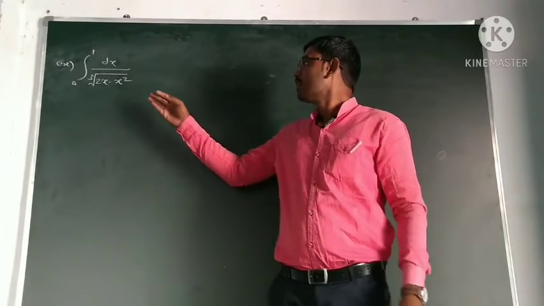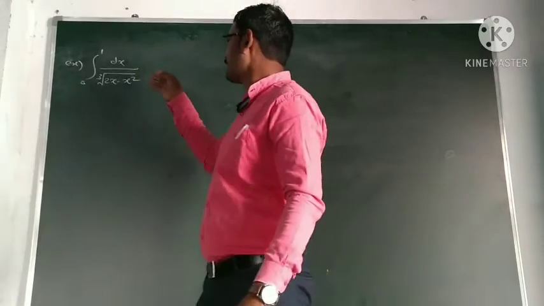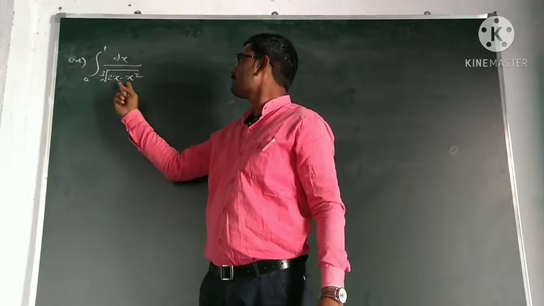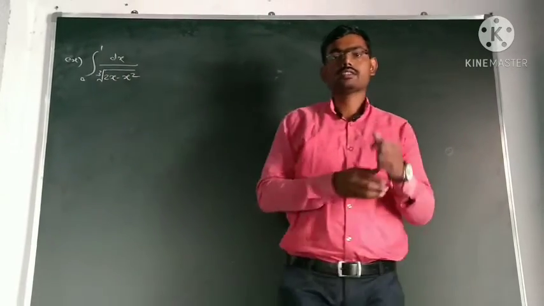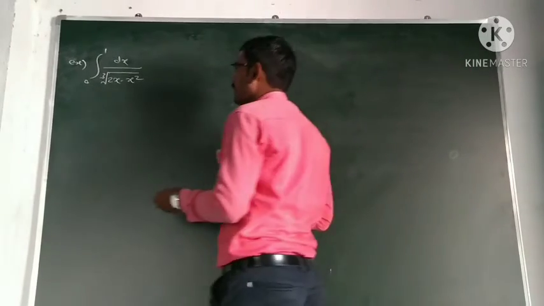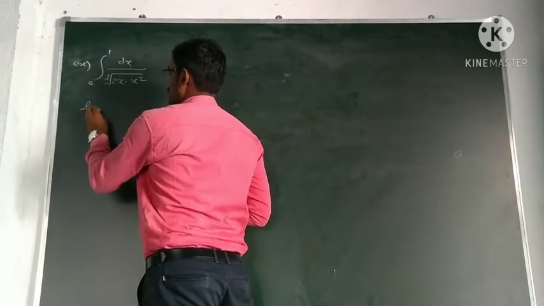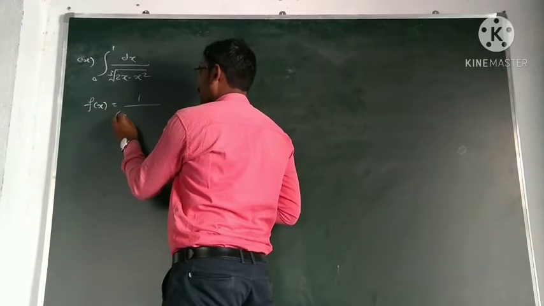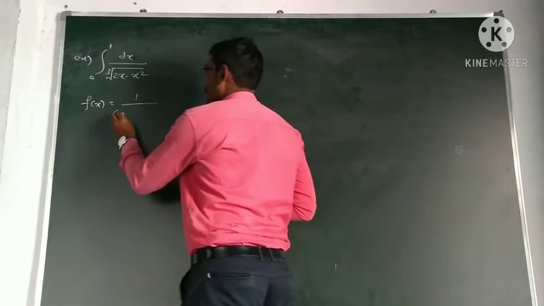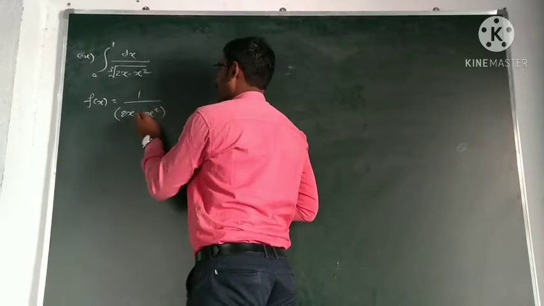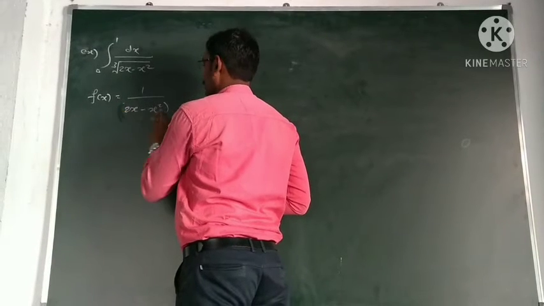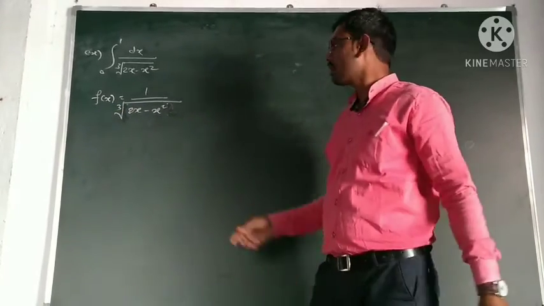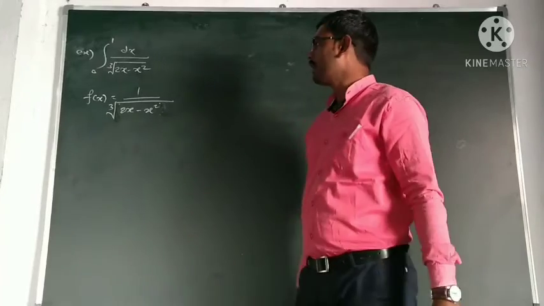The next example is to check the convergence of the integral from 0 to 1 of 1 upon the cube root of twice x minus x square with respect to x. So here our integrand is f of x equal to 1 upon the cube root, meaning raised to power 1 by 3, of twice x minus x square.